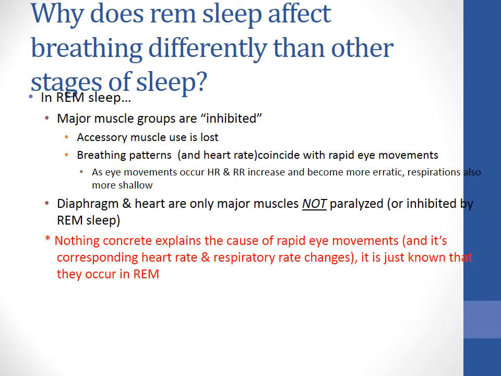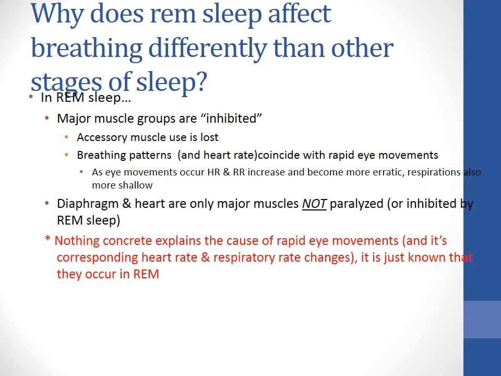Well, in REM sleep, our major muscle groups are inhibited. We like to say that they're paralyzed during sleep. So we lose our accessory muscle use, which helps with breathing. Our breathing patterns and our heart rate coincide with rapid eye movements. So as we see the rapid eye movements occur, you'll also notice that that's when the heart rate and respiratory rate will change. They'll become erratic.